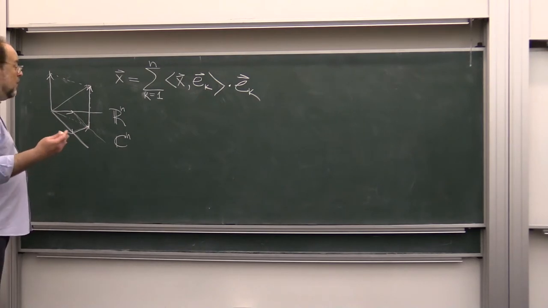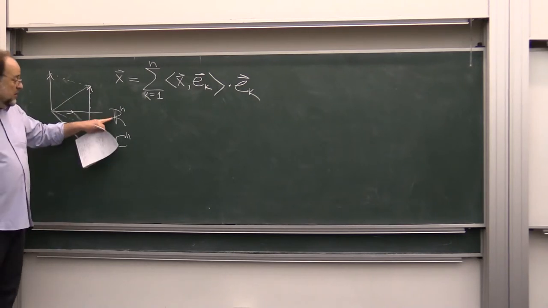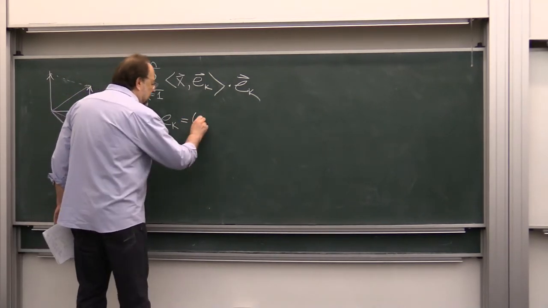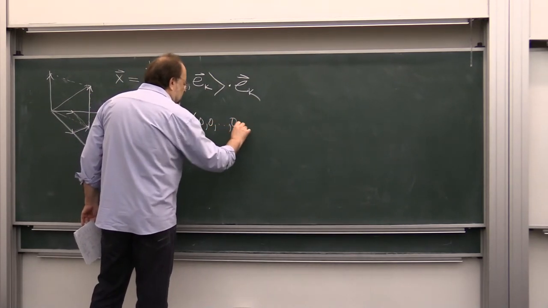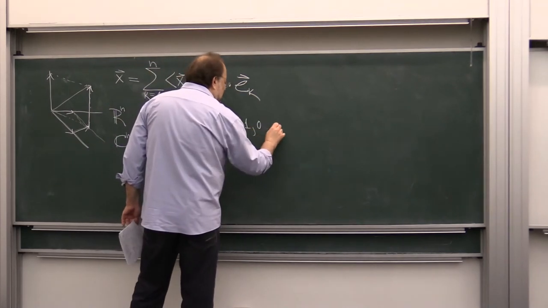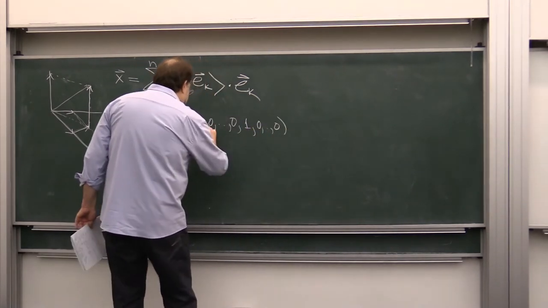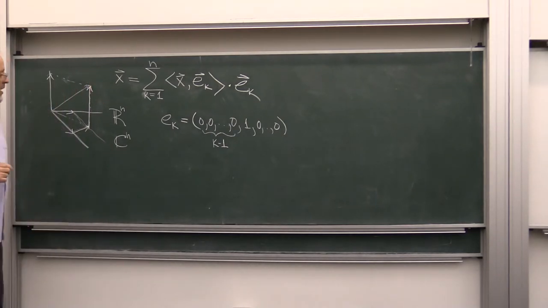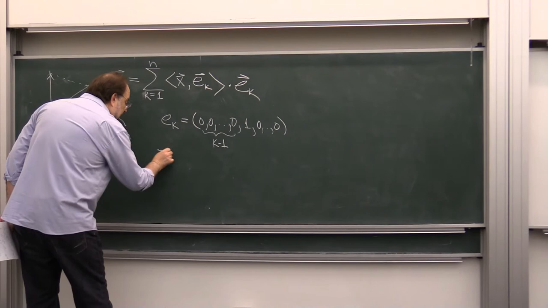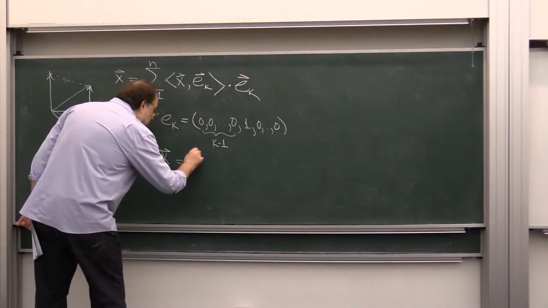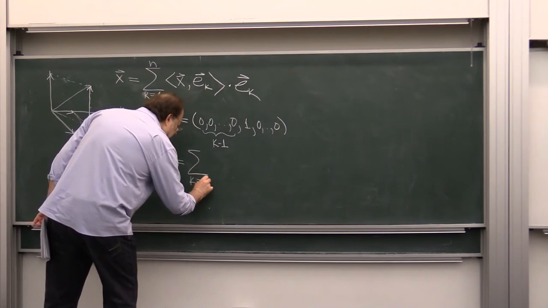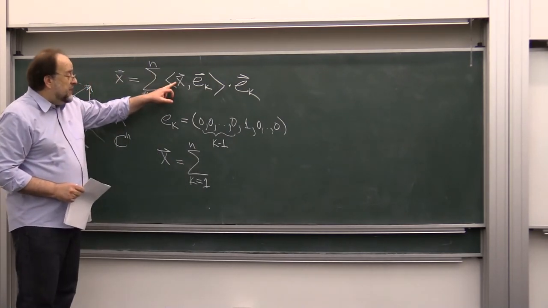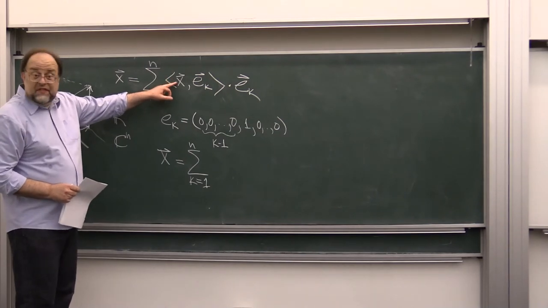What is the most usual basis in either R to the n or C to the n? Well, e_k is simply the following vector: 0, 0, 0, and then 1, and then 0, 0, where here you have k minus 1 zeros, right? Then, obviously, any vector x will be simply a sum when k goes from 1 to n. And now, what is the projection on the kth vector of x? That's just its kth coordinate.